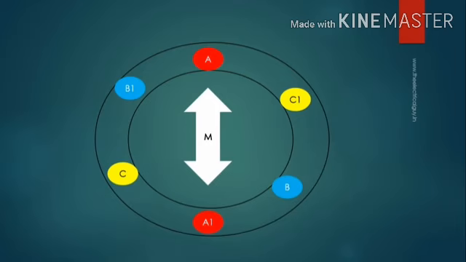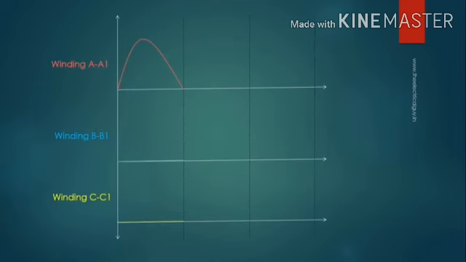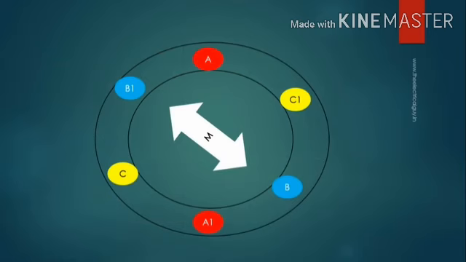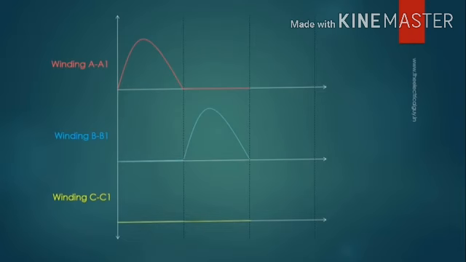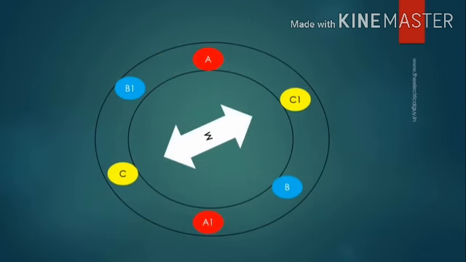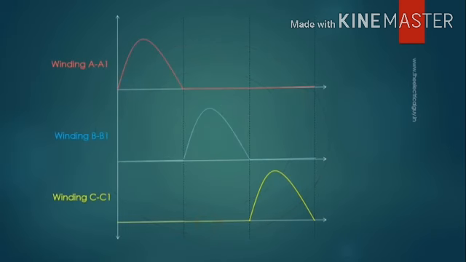When the magnet is in the position shown, voltage across winding A1 is maximum. When the magnet rotates by 120 degrees, the voltage across winding B1 is maximum. When the magnet rotates by 240 degrees from its initial position, voltage across winding C1 gets maximum.